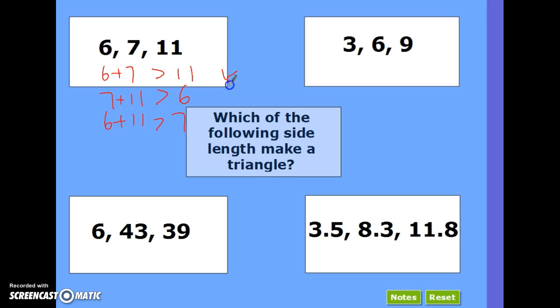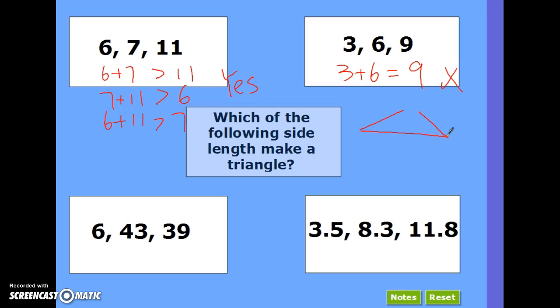So yes, it's possible that these three lengths will make a triangle. But if you look at the second one, there's 3, 6, and 9. We know that 3 plus 6 equals 9, not greater than 9. But that means no. This triangle will not be an enclosed shape, because if you add two sides, it's not greater than the last side. So 3, 6, 9 will not make an enclosed triangle. So remember that equals doesn't work, it has to be greater than.